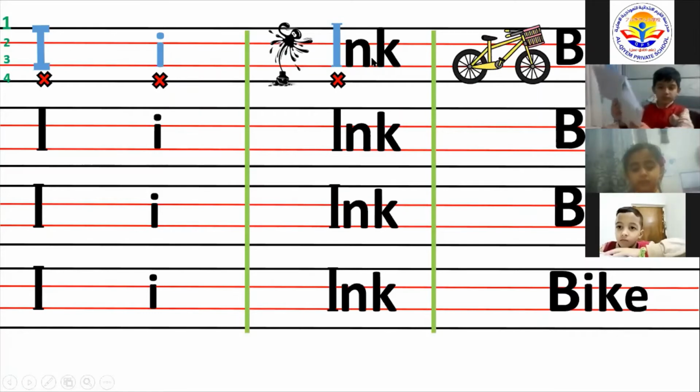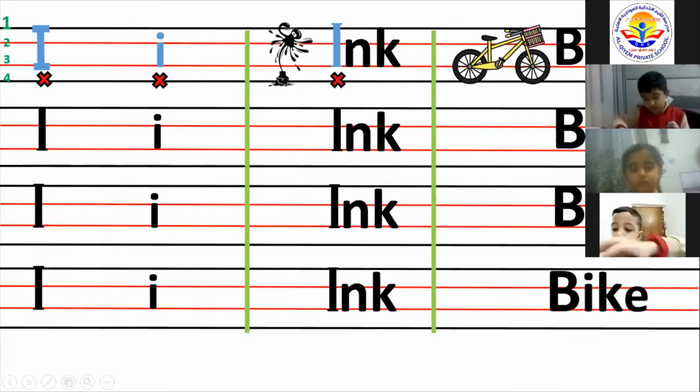And we also learned how to write the small letter N, just from the second line to the third line, without reaching neither to the first line nor the fourth line. We also learned about the letter K. And we have to write it from the first line to the third line.